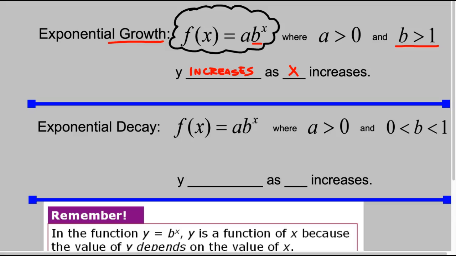On the other side of that, if we have exponential decay, that is where the b part is going to be between 0 and 1. So if it's a number between 0 and 1, like a fraction, then that is going to be exponential decay. So y is going to be decreasing, or y decreases as x increases.